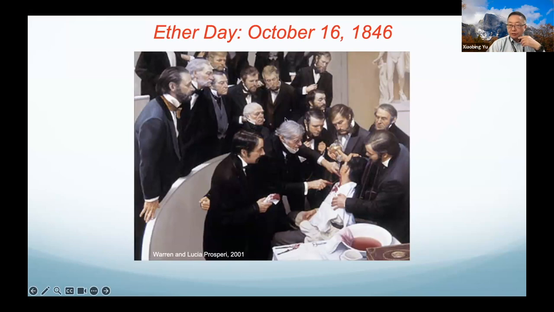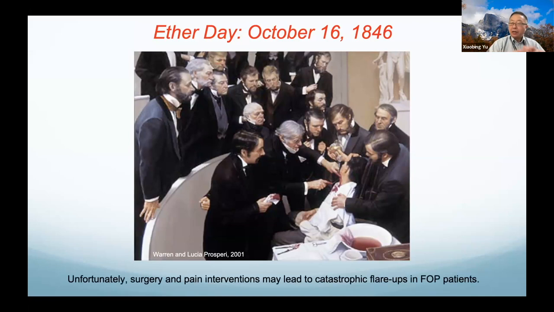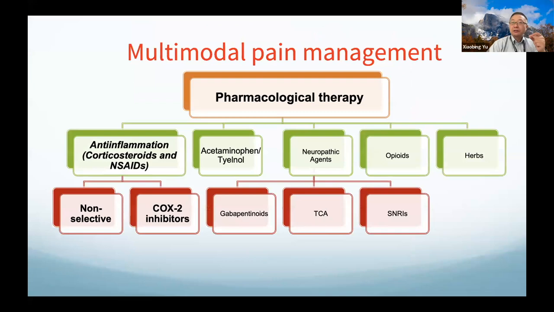The chief of surgery of the department cut the neck to remove a tumor. That day marks the beginning of modern anesthesia and surgery, because surgery is always associated with pain management, which allows the surgeon to do more invasive, broader, and long-lasting complicated surgical procedures. So pain management is essentially associated with our career. However, everyone knows surgery and injections may lead to catastrophic flare-ups in our population with FOP. That's part of the reason today we are talking about how we manage the pain, and we're going to focus on pharmacological management.